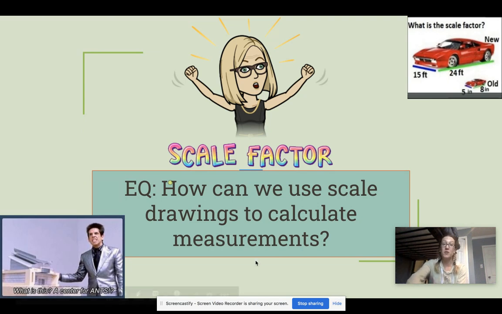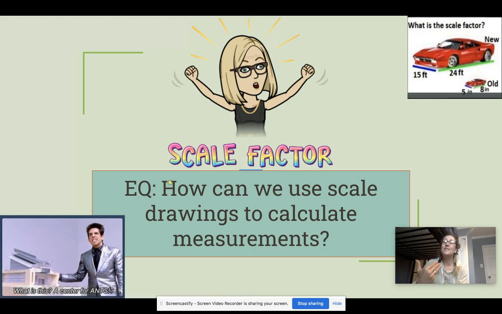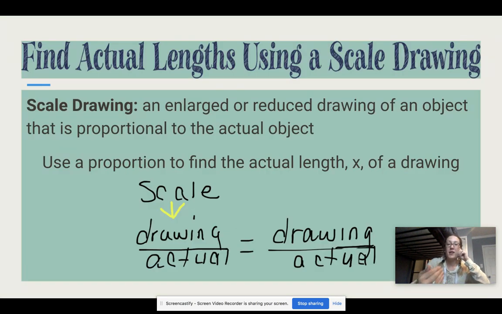We also talked about the movie Zoolander, how crazy weird this guy was because he didn't realize that you were dealing with a model, not an actual center for children. And this example here of a car, right? Looking at what's the relationship in the measurements between the new model of the car and the old model of the car. All right, so getting into how do we actually find lengths using a scale drawing?